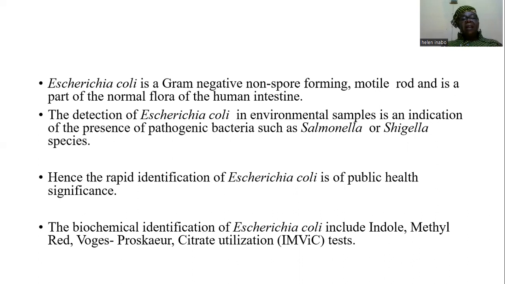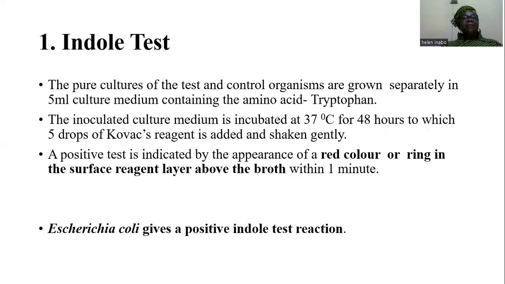The biochemical identification of Escherichia coli includes indole, methyl red, Voges-Proskauer, and citrate utilization tests. These are collectively called IMViC tests. The first in the battery of tests to be discussed is the indole test. Let's look at the protocol of the indole test.